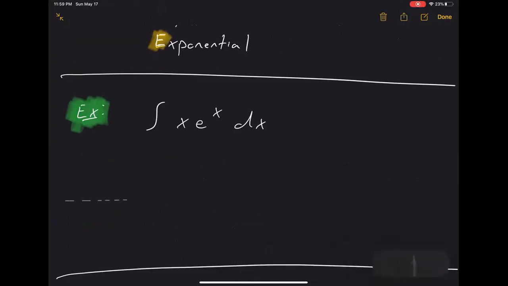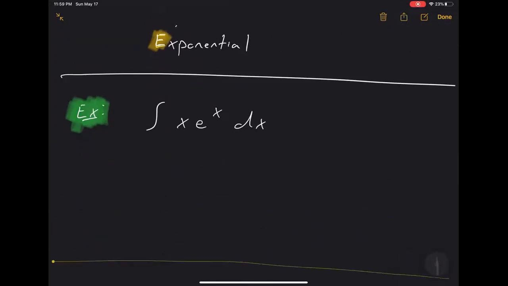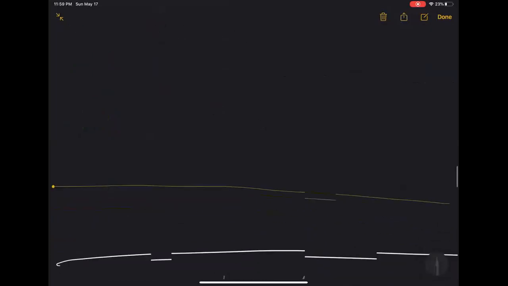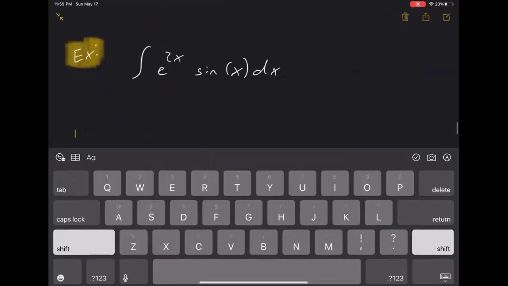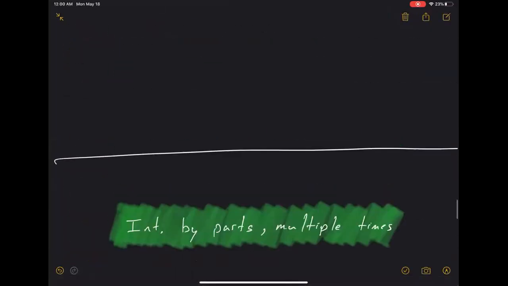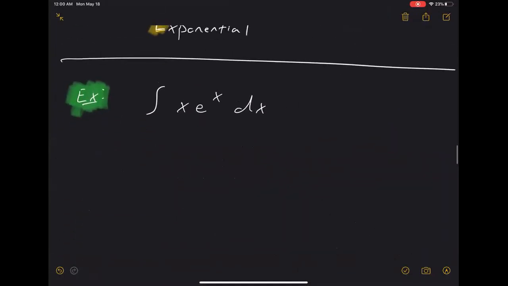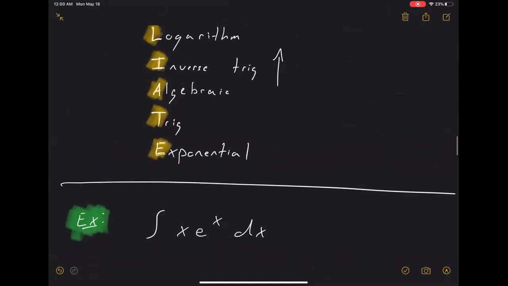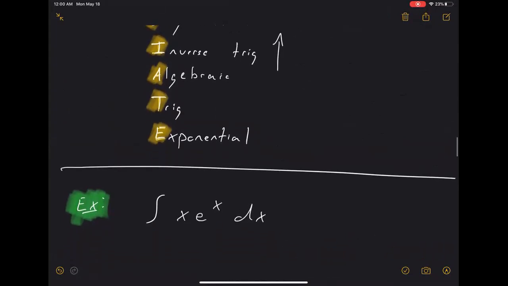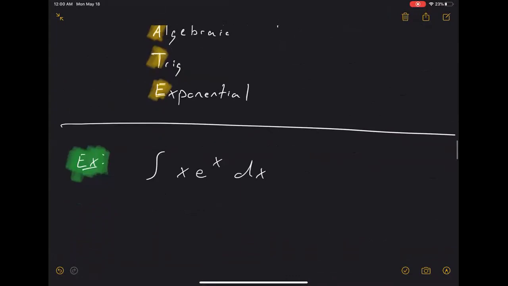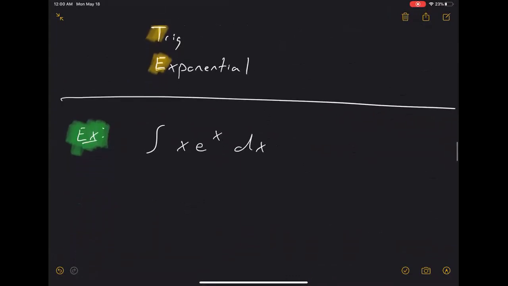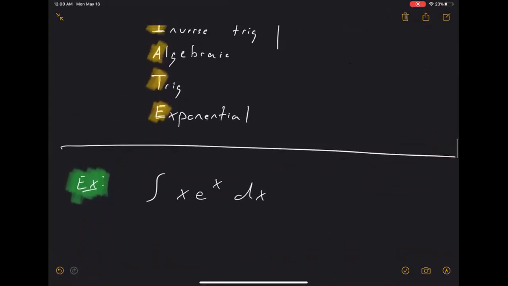Okay, so I got x times e to the x, and I'm trying to take the integral of that. Oh, skipped ahead. All right, so what should be my u, what should be my dv? Well, x is a very simple polynomial, so that would fall into the category of algebraic. And then we got e to the x, which we said a moment ago is an exponential.